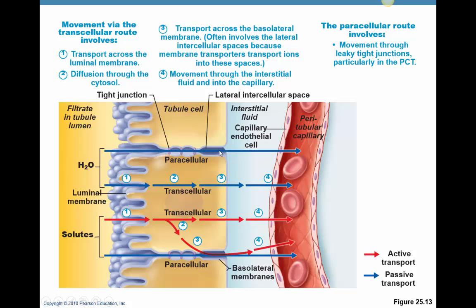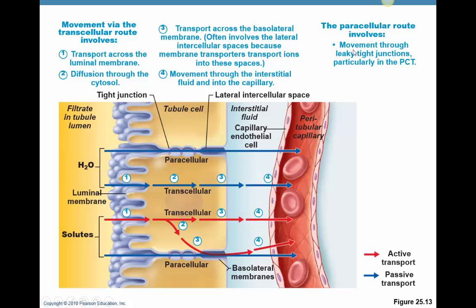And we know that the proximal convoluted tubule is extra leaky, so that does allow those to follow their concentration gradients from the inside of the proximal convoluted tubule into the interstitial fluid and into the blood. So we have to have a higher concentration here and a lesser concentration here in order for solutes to flow through the paracellular route, again through leaky tight junctions.